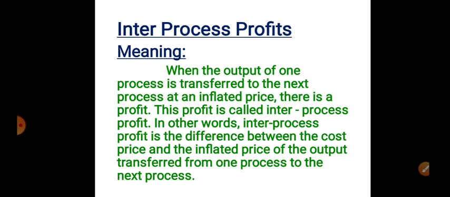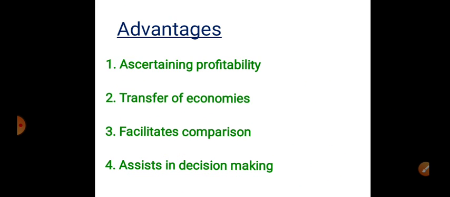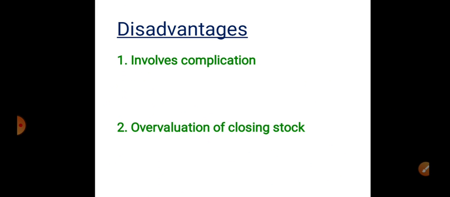Okay, this is the theory part. Remember inter-process profits: the meaning, objectives, advantages and disadvantages. Okay, we'll see one or two problems.